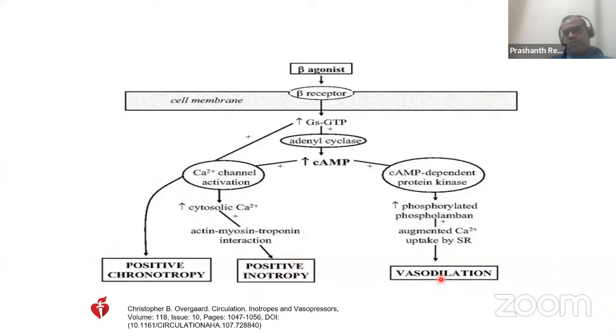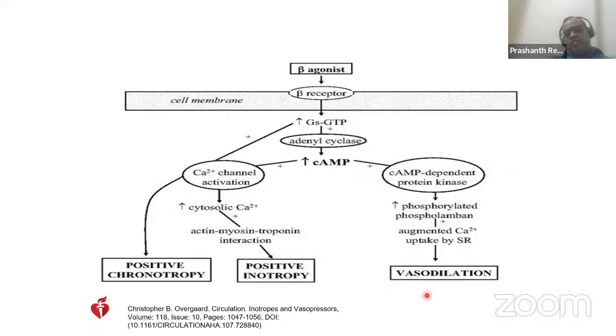So what happens when a beta receptor is stimulated by these agents? Whenever a beta receptor is stimulated, there is an increase in the cyclic AMP levels in the cell. If you see this side, this is what happens in a myocyte. There is increased calcium channel activation, leading to actin, myosin, and troponin interaction, leading to positive inotropy and positive chronotropy. So this is more or less the action of beta 1 receptors. The cytosolic calcium is increased, leading to actin, myosin, and troponin interaction.